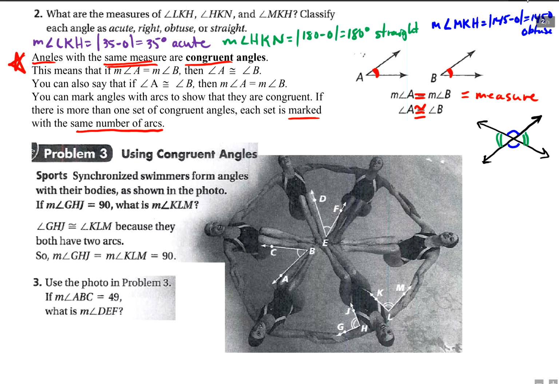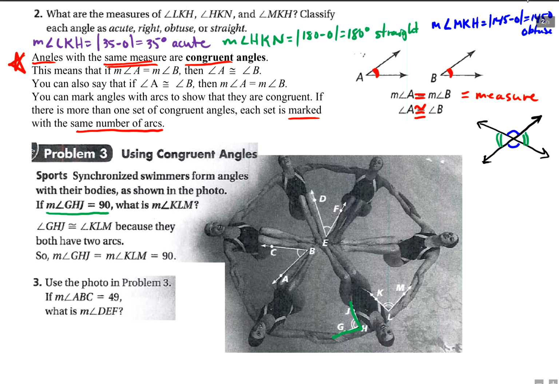Synchronized swimmers form angles. Lots of things form angles. Hands on a clock form angles. We are told that the measure of angle GHJ is 90 degrees. So I am going to find angle GHJ. And I know that that measures 90 degrees.